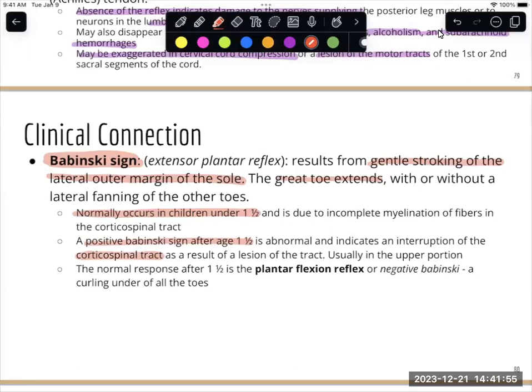A normal response is bending of those toes, curling those toes under. That is a normal or a negative Babinski. This is something, if you've ever watched them test a newborn, they do some different reflex tests on newborns. This is one of them that they check on every newborn. And then they will check it again as your child ages when they go in for their checkups.